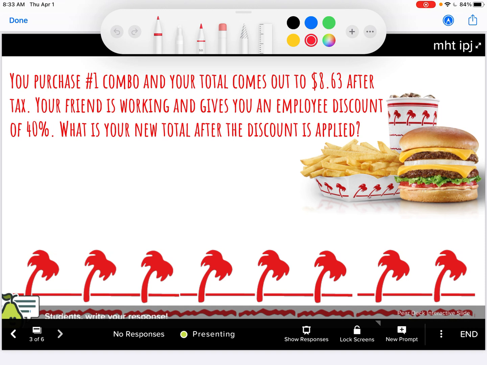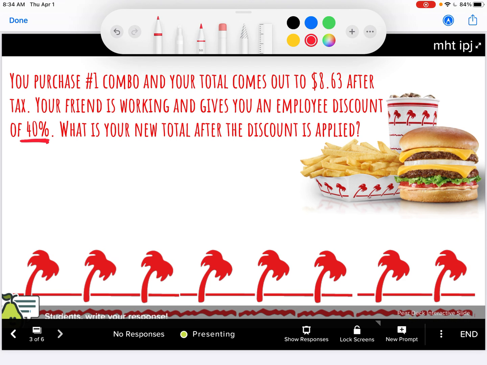All right, so this says you purchase a number one combo and your total comes out to $8.63 after tax. So tax is already applied. Your friend is working and gives you an employee discount of 40%. What is your new total after the discount is applied?